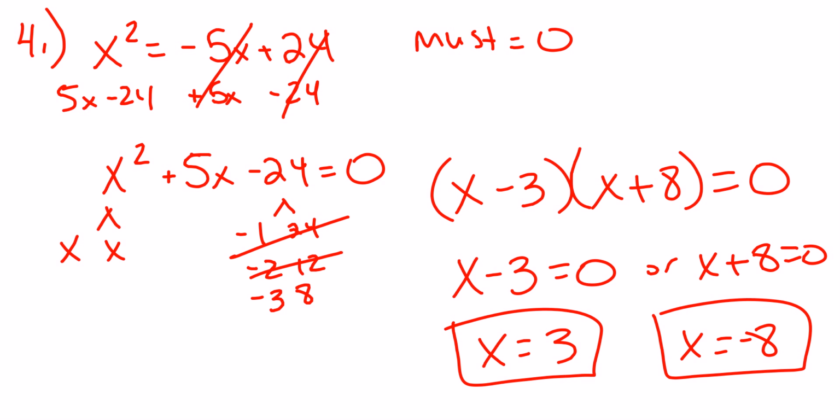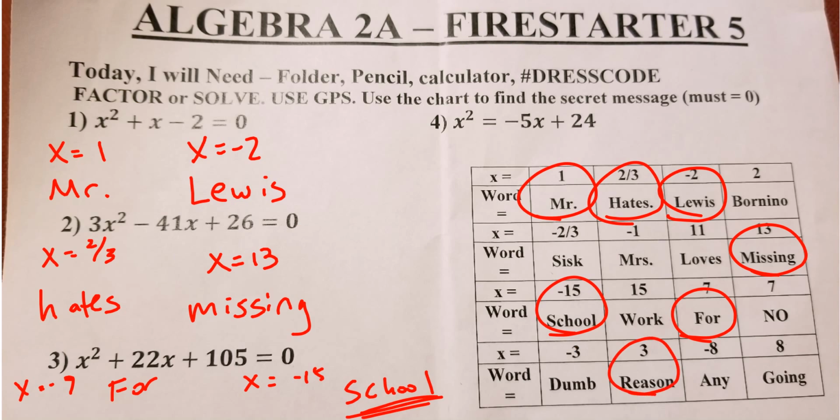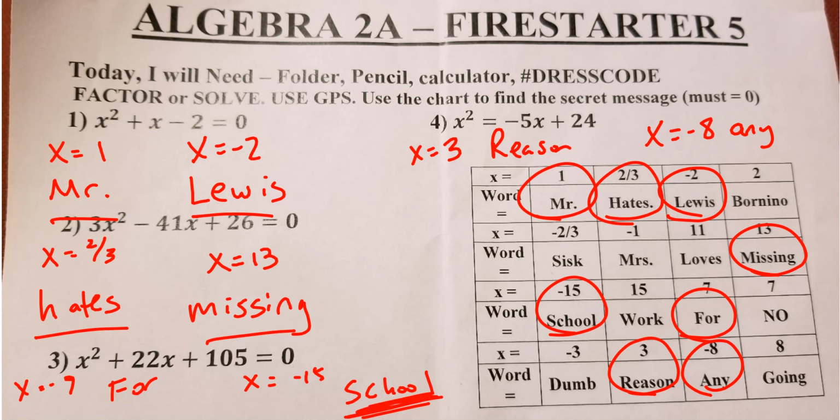So I'm going to go over there and look for 3 and negative 8. So I found 3 and negative 8. I'm going to say x equals 3, which is going to tell me reason. And x equals negative 8 is going to tell me any. So I bet it's going to say Mr. Lewis hates missing school for any reason. And that's my message. Now, this next part is going to explain how I got that message.